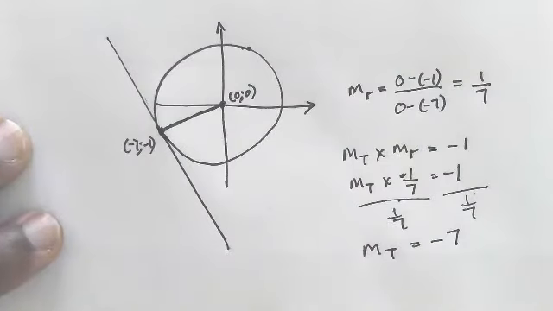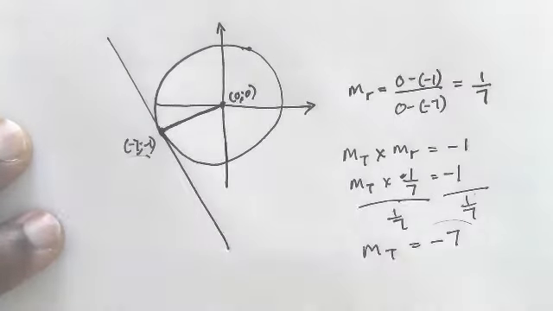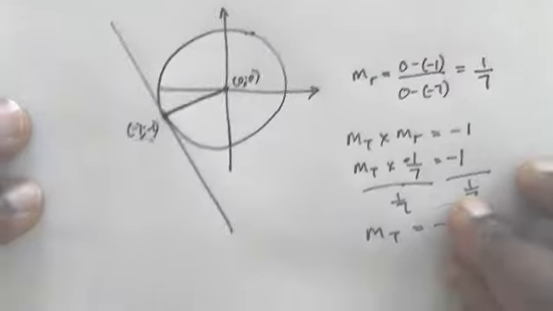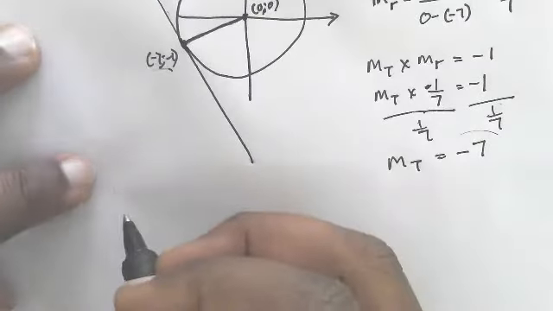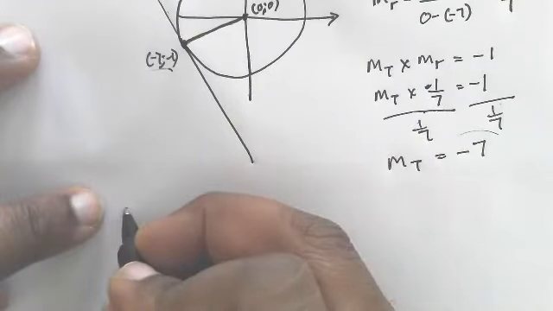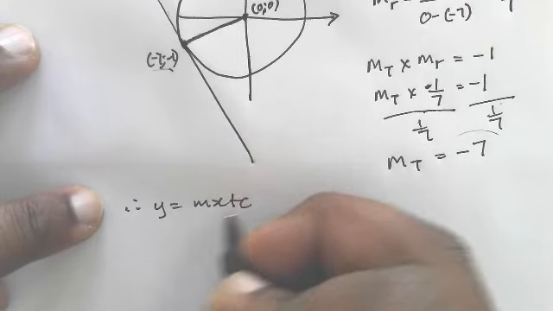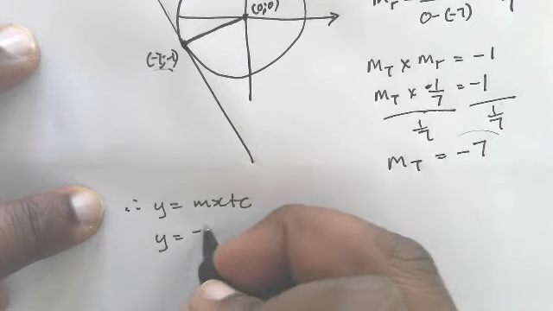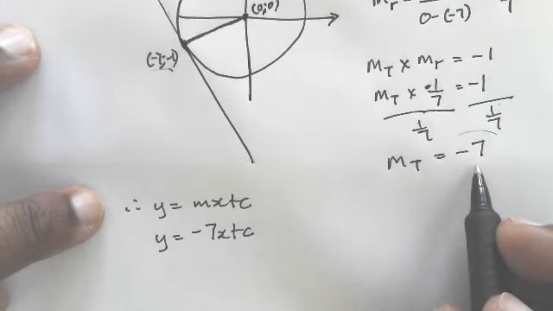Okay, so now I know the gradient and I know one point on the line. It's very easy to find the equation of the straight line. There are two methods that we normally use. To find the equation of the straight line, I can say this line is y equals mx plus c. Remember, m is the gradient, c is the intercept. So that means this line is y equals negative 7x plus c. Why? Because we know that's the gradient.